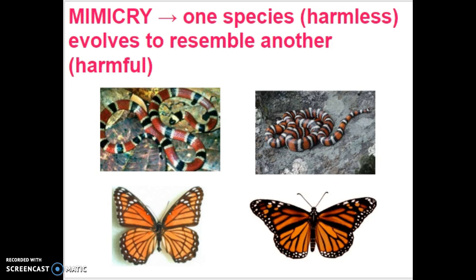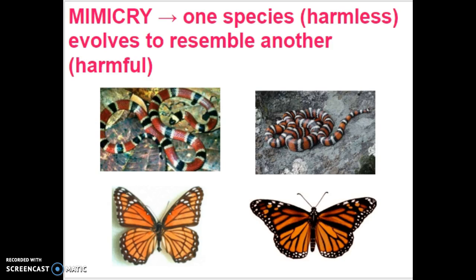Mimicry is another type of adaptation. When you mimic something, you copy it. So in mimicry, one species evolves to resemble another. And usually in this mimic pair, one is harmful and the other is harmless. The mimic is usually the one that is harmless. If you can look like something that's bad, predators may avoid you.